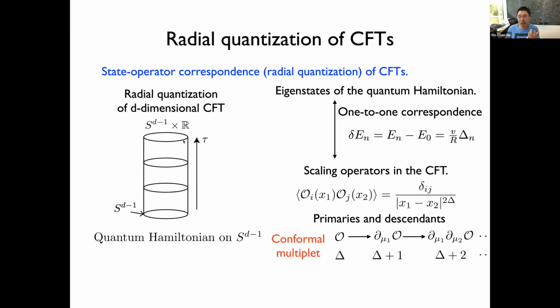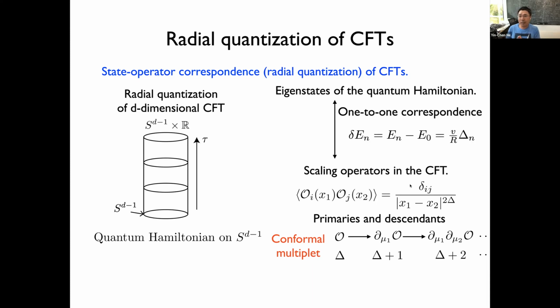This radial quantization is valid for any CFTs in any dimensions. The statement is the following: if you consider a quantum version of the CFT and you put your quantum Hamiltonian defined on a sphere geometry, that is S^(D-1), then the eigenstates of that quantum Hamiltonian will be in one-to-one correspondence to the scaling operators of the CFT. In particular, the energy gaps of those excited states will be just proportional to the scaling dimensions of the scaling operators, up to some non-universal constant that comes from the normalization of the Hamiltonian.